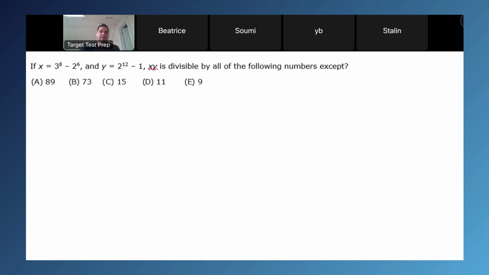Basically, the deal with this question is you can tell that you have difference of squares, and difference of squares is always a helpful tool when it comes to making numbers smaller, like we talked about. If you had a calculator, we wouldn't really care about difference of squares here, but we don't. So you break this up, you say that this is 3 to the 4 minus 2 to the 3, 3 to the 4 plus 2 to the 3.